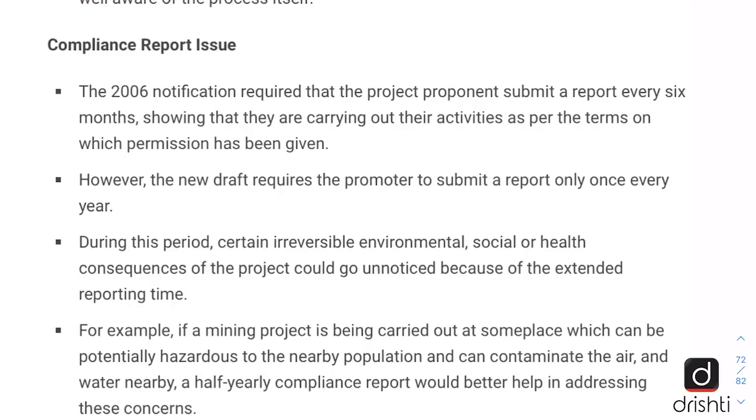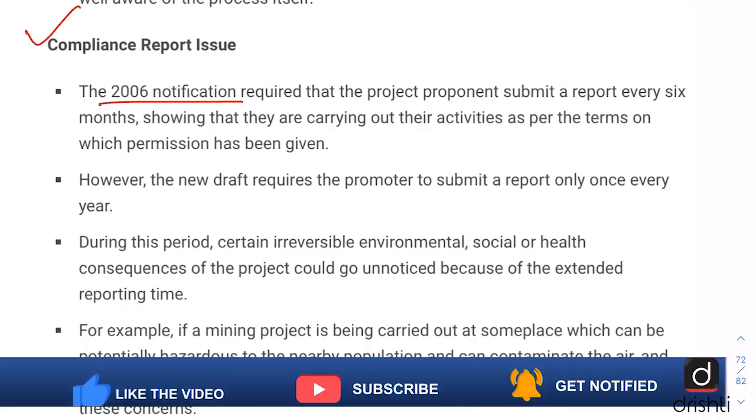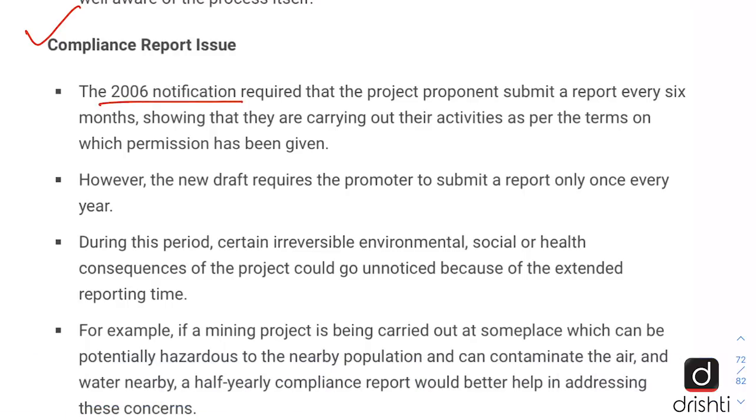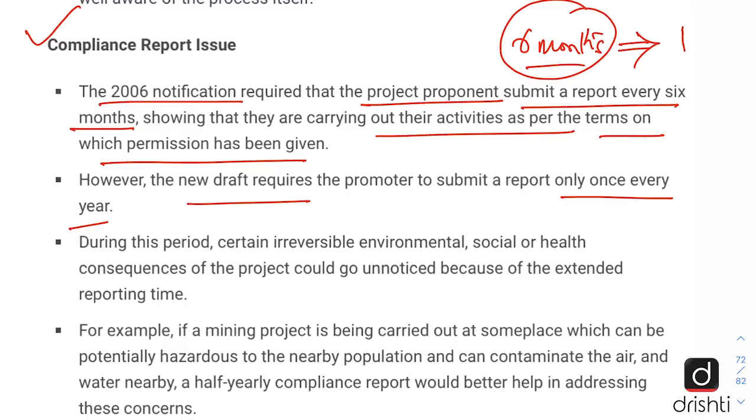The third major issue with the draft EIA notification is the compliance report. So the 2006 notification, which is now in operation, required that the project proponent, which is the project developer, submit a report every 6 months showing that they are carrying out their activities as per the terms on which permission has been given to them. But the new draft requires them to submit a report only once a year. So the period of report submission has been increased from 6 months to 1 year.